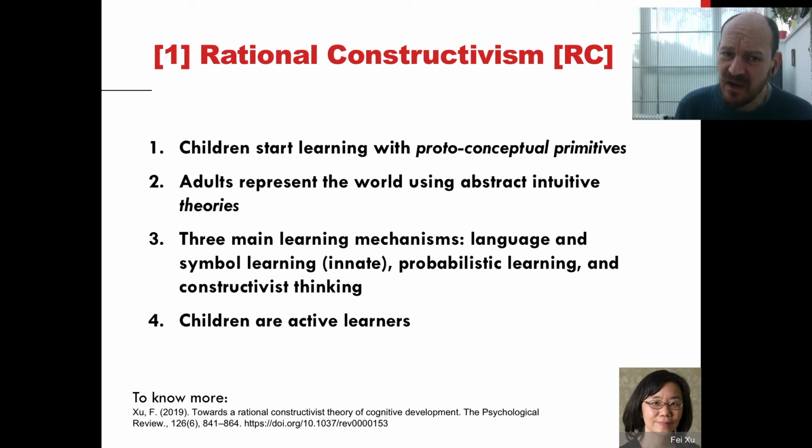The second learning mechanism is probabilistic learning. And this is something that really makes this theory a little bit special, because many of the other theories in the same nativist approach were not ready to accept probabilistic learning. But Xu believes that we human beings can process the world in terms of how likely something is to happen and how unlikely something is to happen.